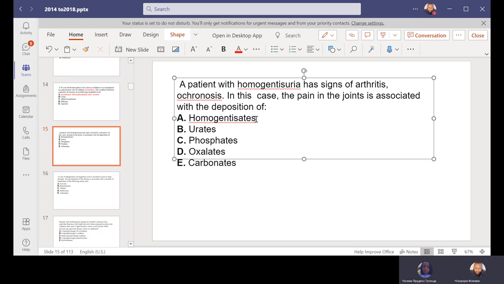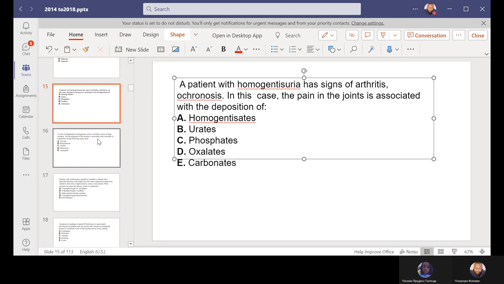So the whole disease is called what? Alkaptonuria. Okay, so we'll see it again. But for this question, you have the answer in the question. You don't need to think too much.